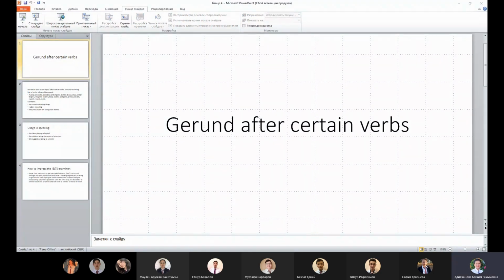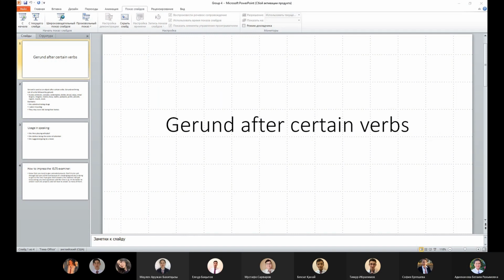Our theme is gerund after certain verbs. Gerund is used as an object after certain verbs. Gerund is verb plus ing. There are several verbs that should be followed by gerund.